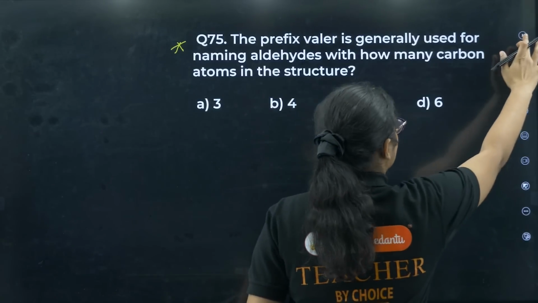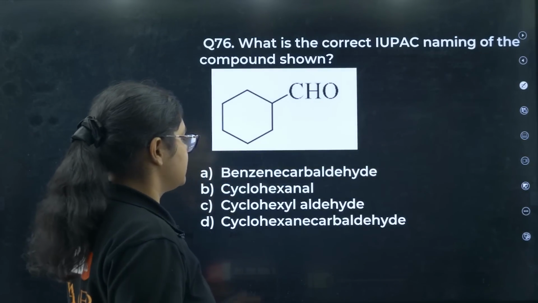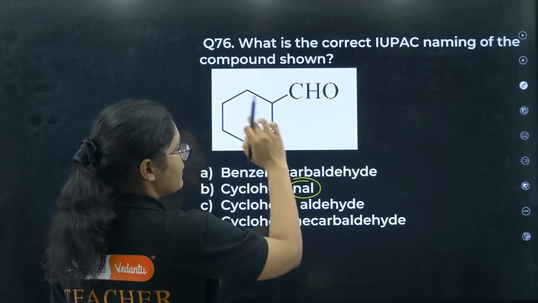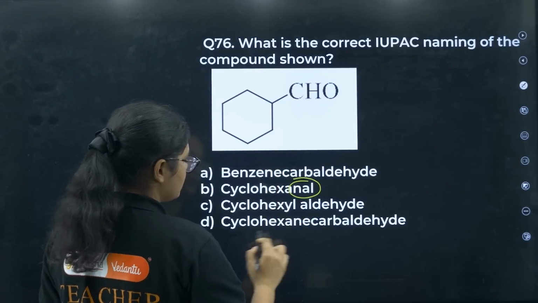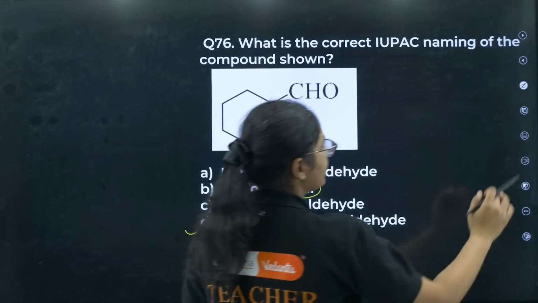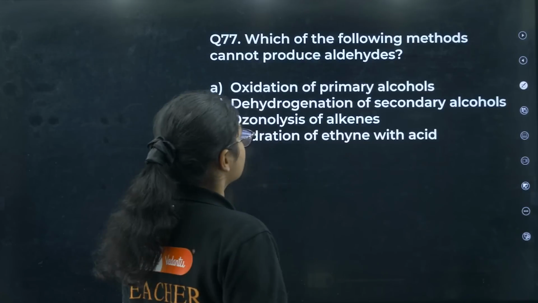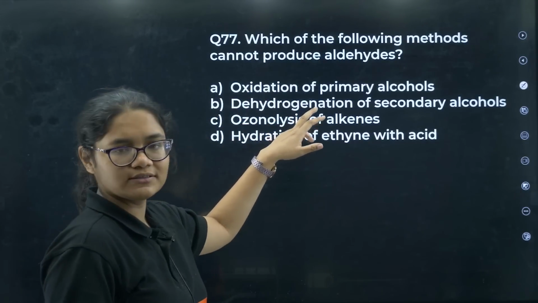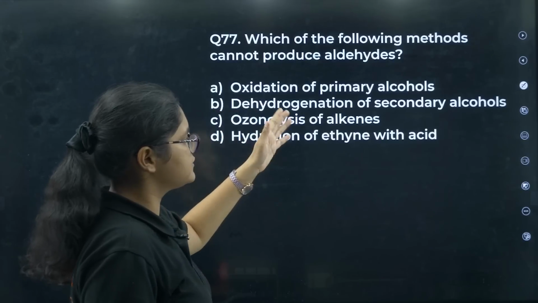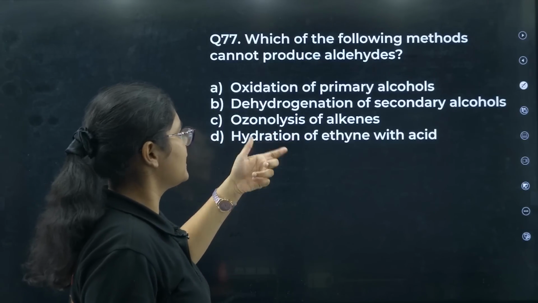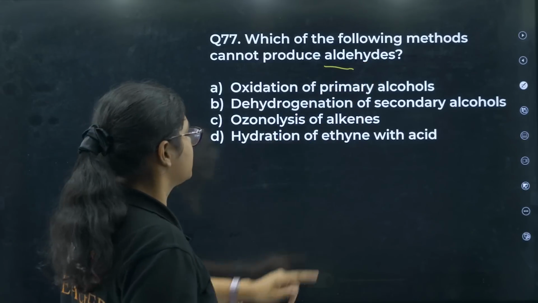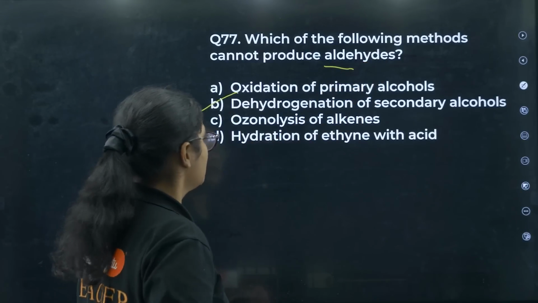Let us see the next question here. The correct IUPAC name here: this is cyclohexane, so it is not cyclohexanol. Whenever a cyclic ring has a CHO group, it is cyclohexane carbaldehyde. Okay. Next, which of the following methods cannot produce aldehydes? Oxidation of primary alcohols? Yes, that will produce. Dehydrogenation of secondary alcohols? No, secondary alcohols will not produce aldehydes. It will produce ketones. So that is why option number B here.